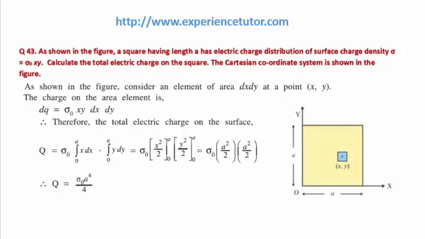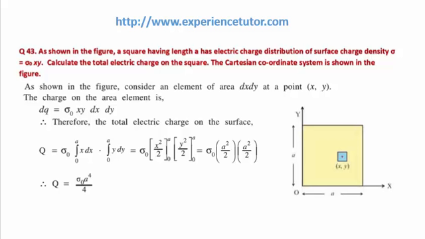Question 43. As shown in the figure, a square having length a has electric charge distribution of surface charge density sigma is equal to sigma naught xy. Calculate the total electric charge on the square. The Cartesian coordinate system is shown in the figure. As shown in the figure, consider an element of charge dx dy at a point x y. The charge on the area element is dq is equal to sigma naught xy dx dy.